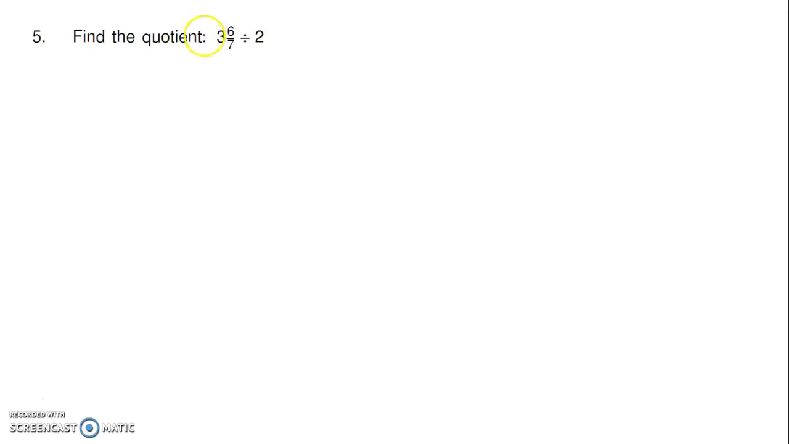So if you want to divide a mixed number by a whole number, your first step is to rewrite that mixed number as an improper fraction. So if we have 3 6/7, how many sevenths would that represent? Well, what you have to do is 3 whole circles times 7 parts in each of those whole circles. So you do 7 times 3 is 21. So 3 whole circles would represent 21 sevenths.